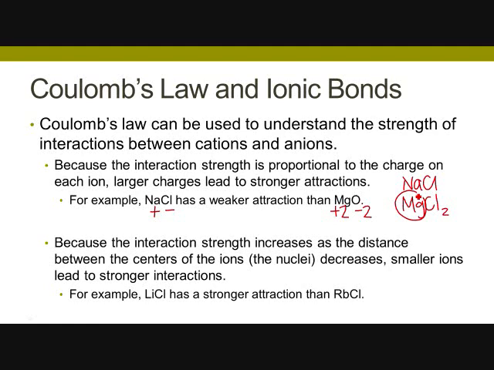Okay? We can also look at it by their locations on the periodic table if they have the same charge. Because the interaction strength increases as the distance between the centers of the ions, called the nuclei, decreases, smaller ions lead to stronger interactions. So lithium is a lot smaller than rubidium, the Rb. It's higher up on the periodic table. Because it's smaller, it has a stronger interaction. And that has to do with the fact that it can fit into tighter places compared to larger atoms or larger ions. It's hard for it to stay with other large ions.